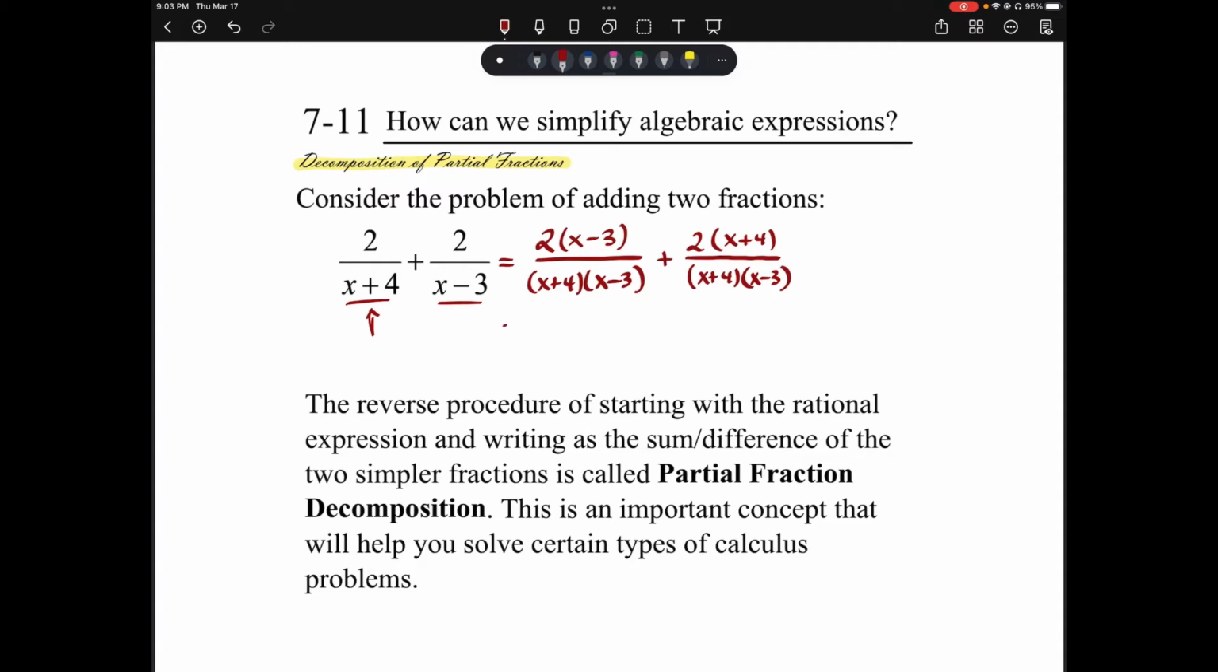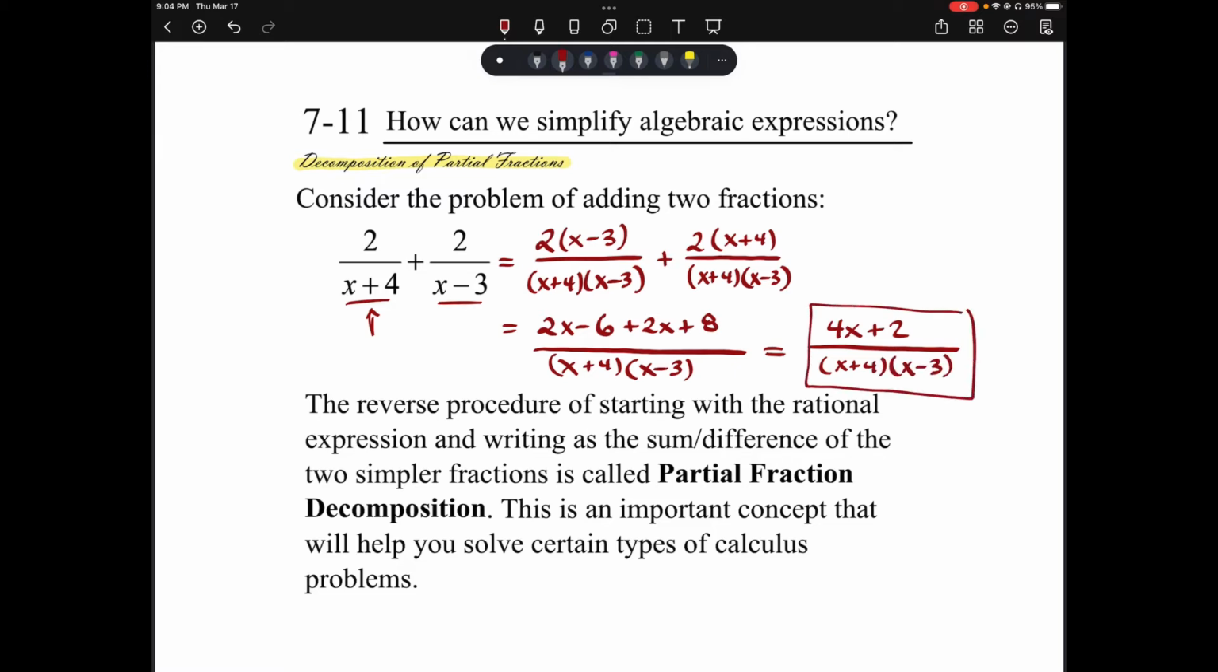That would allow us to rewrite it as one fraction. I'm going to distribute this through and make it 2x minus 6 plus 2x plus 8, simplifying my numerators over that single x plus 4 times x minus 3, and then we would combine our like terms. We'd have 4x plus 2 over x plus 4 times the quantity of x minus 3. That would be our answer. So that's when we're adding two fractions together.